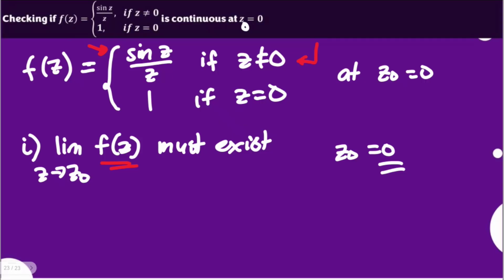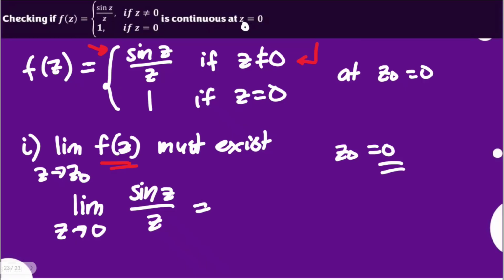So let's verify if the limit of sine z over z as z approaches z sub 0, which is already identified as 0, exists or has a specific value that is acceptable in the complex number system. You could of course try to look into the possible values approaching 0. But take note, we are on complex numbers now. It's not enough to predict the value of a function as it approaches z sub 0 from the left and from the right alone, because it could approach that value in many directions.